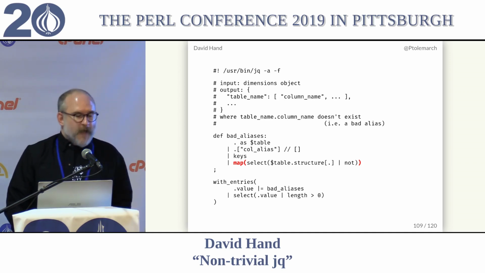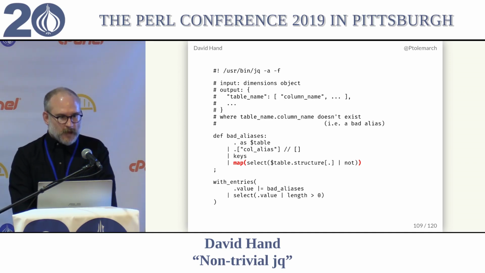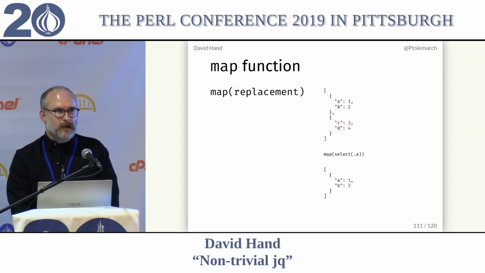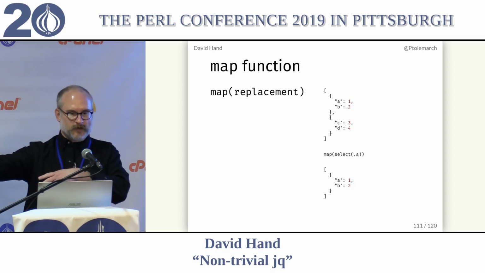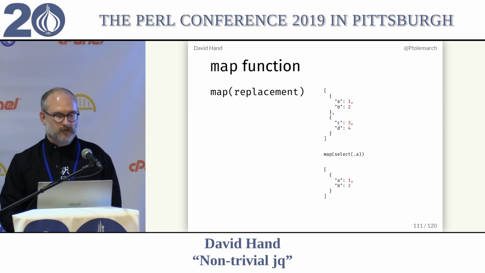Okay, so map. Map is easy. You know what map is. But the odd thing is that it takes in an input on the left, evaluates the thing in the middle, and then returns an array. It does that for every element of the array it's passed, so it returns an array of those replacements. In this particular case, though, we're using select.